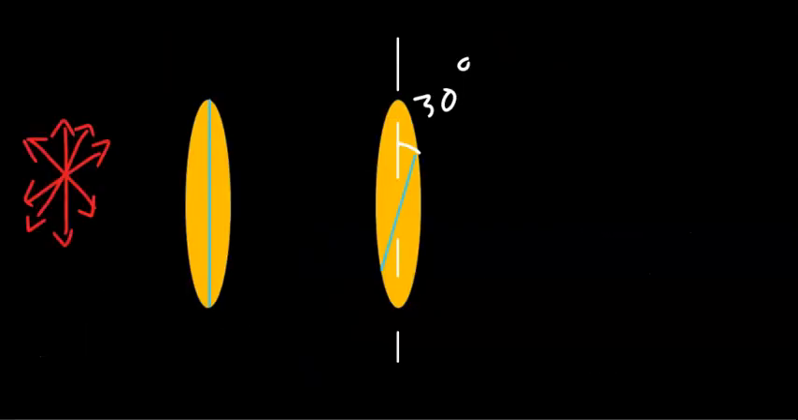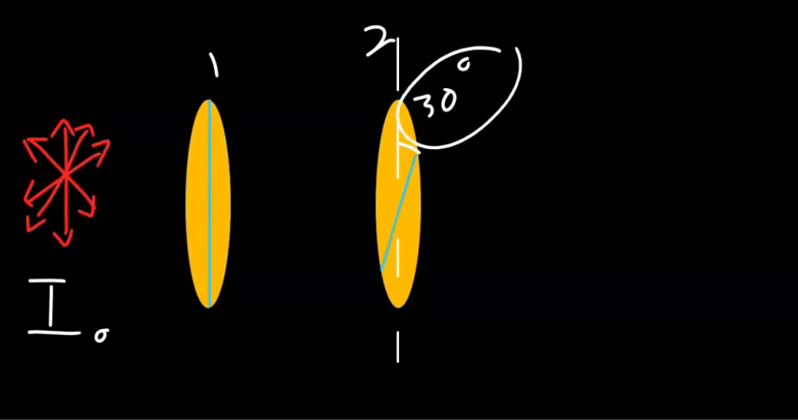Let's look quickly at this problem. The incident unpolarized light has intensity I0. Find the intensity transmitted by the first polarizer and the second, if the angle between the axes of the two filters, or the two polarizers, is 30 degrees. So that is the polarizing axis of the first polarizer, that is the polarizing axis of the second polarizer, and the angle between them is 30 degrees.